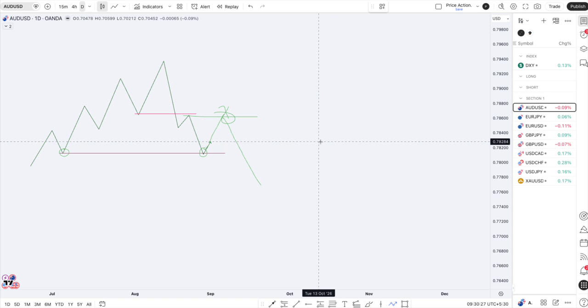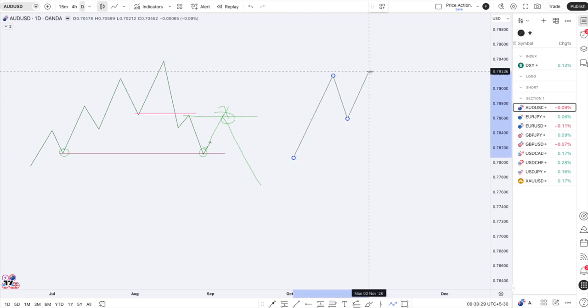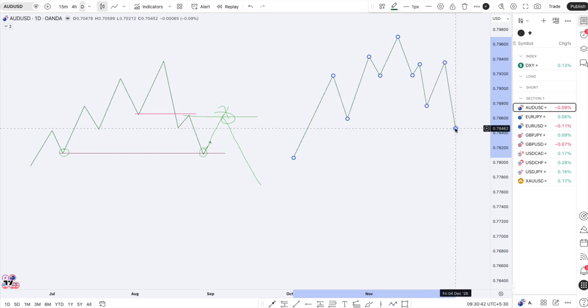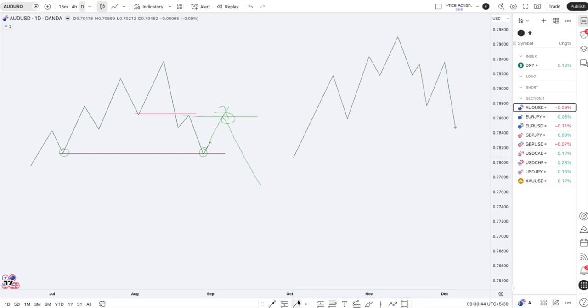And how about this then? Price makes a high, and it comes here, breaks, something like this. So this point.